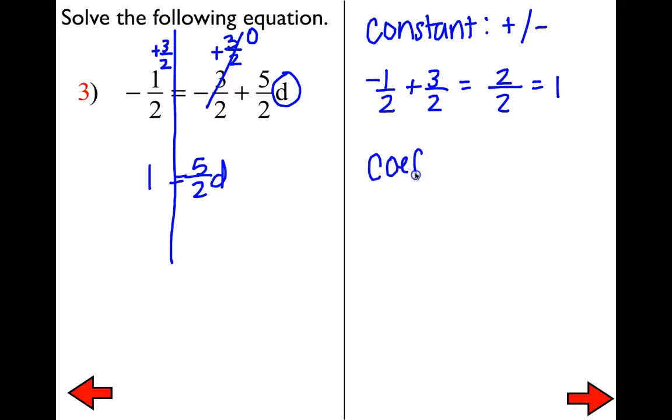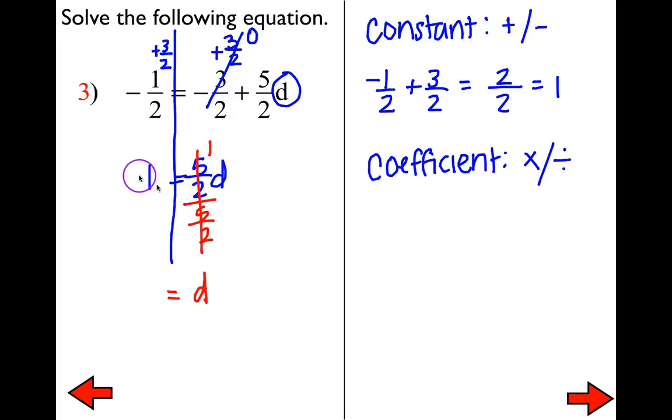Now I need to get rid of the coefficient. And again, the coefficient is your term that's being multiplied by the variable. And we normally get rid of the coefficient by undoing multiplication or division. So here 5/2 d means 5/2 times d. So the inverse would be to divide by 5/2. So notice I write it like this to see that these are multiplicative inverses. They're going to create 1. 1 times d is just d.